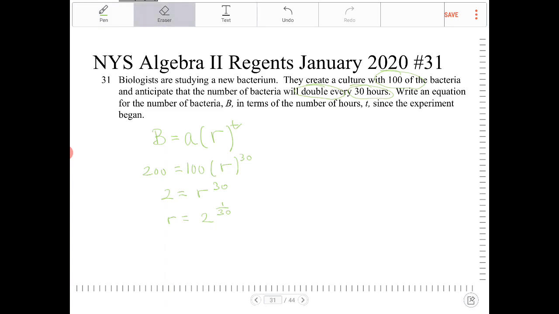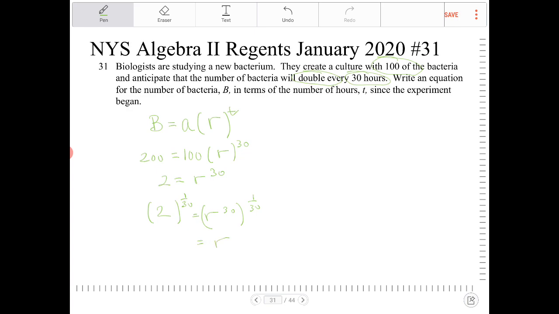And again, if I did that a little quickly, my apologies. Let me just do that really quickly again. So again, both sides to the 1/30, right? So the exponents will cancel. I'm left with R is equal to 2 to the 1/30.